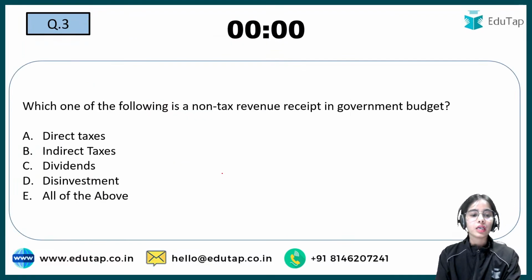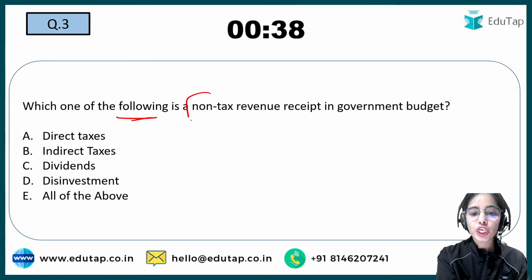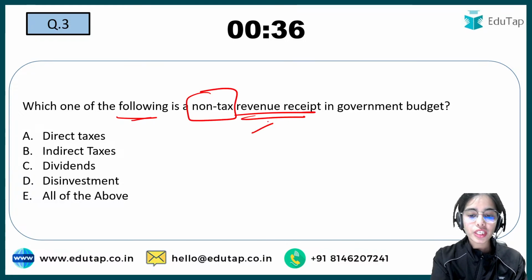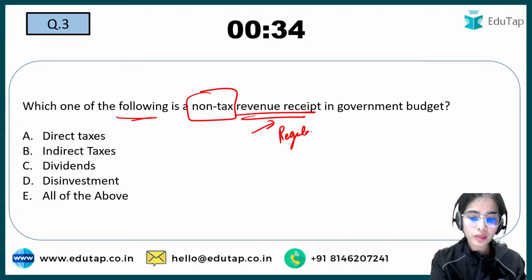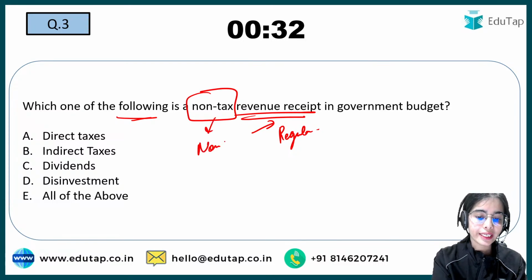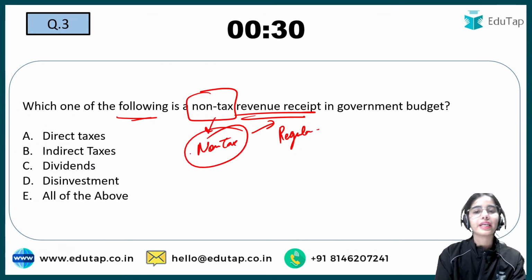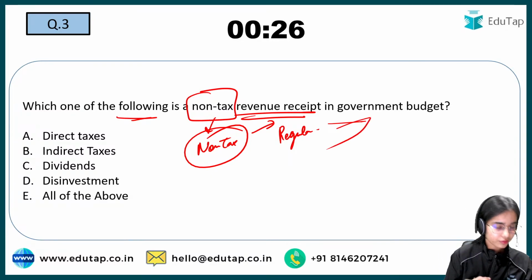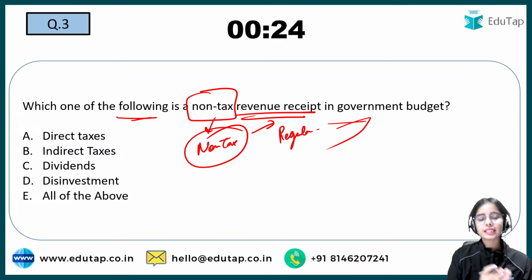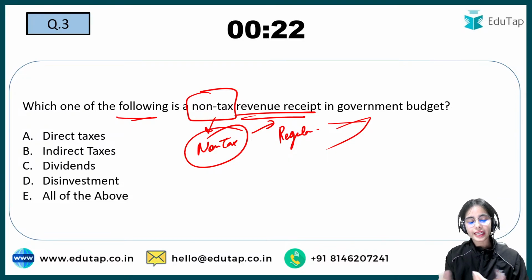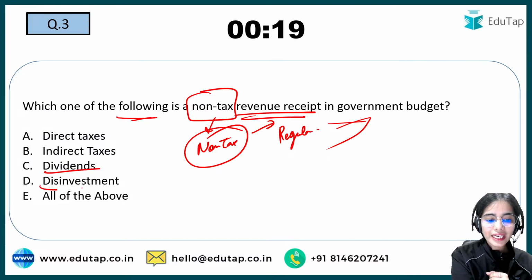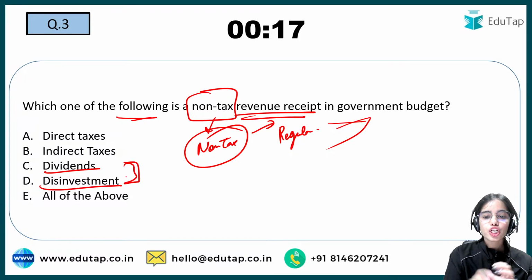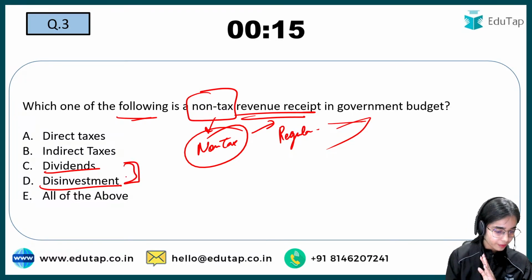Okay. Next is, which one of the following is a non-tax revenue receipt? So revenue receipts are regular in nature, but it is non-tax. That means it is not related to tax. So try to answer this question, very easy. Direct taxes, indirect taxes, they are taxable in nature. They are taxes actually. The dividends and disinvestment. So which of the following should be the non-tax revenue receipts? Anyone?